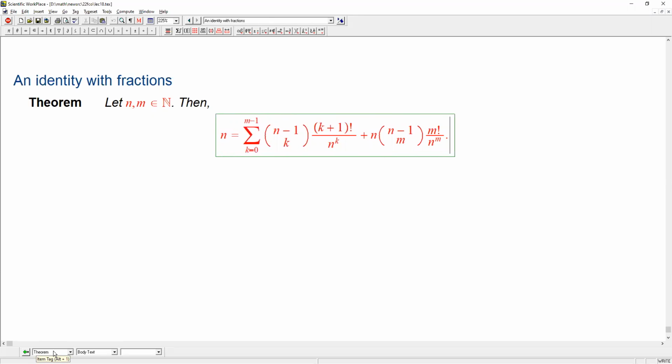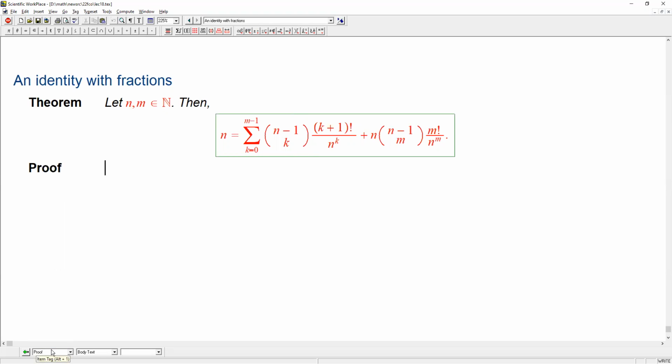I will not say that this is a particularly beautiful identity. There is a way to make it nicer by applying it to m equals n, in which case this term disappears because it's 0. But actually the general case is more general, so I'm gonna sacrifice a little bit of beauty for generality.